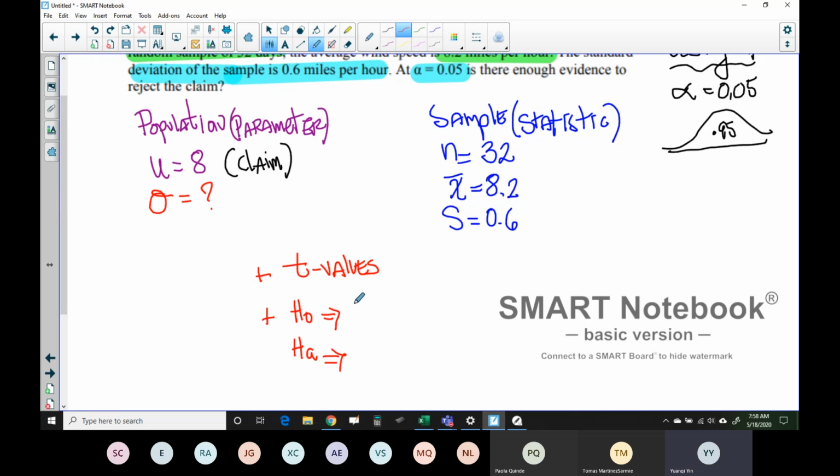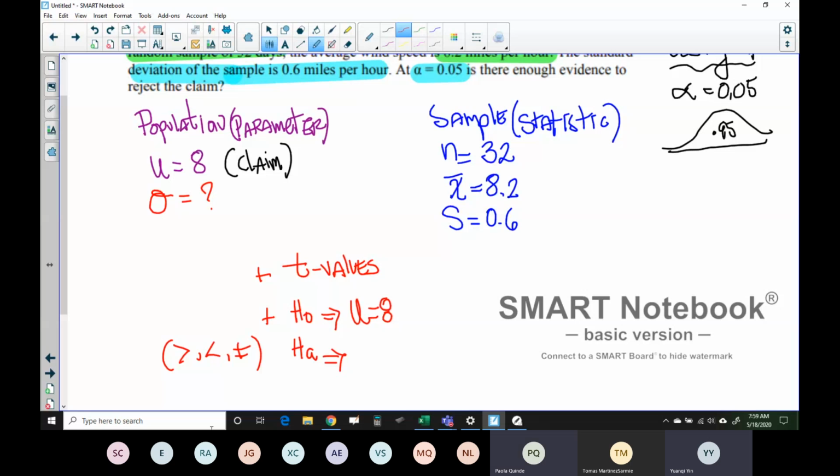Mu equals A. That's a simple one because it always uses mu, and it's basically this number here, the population mean, the population standard deviation, or the population percentage. Whatever number that they give you, that's what goes here. Now, H of A is a little bit harder because we have to find out which symbol to use. Is it greater than, is it less than, or is it not equal to?